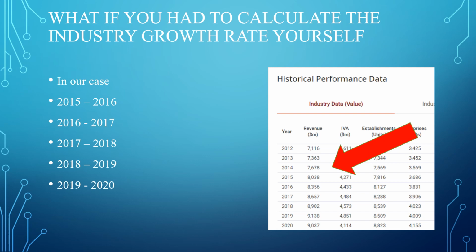So let's say you had to calculate that rate yourself. You would have to go back and pull down that data for 2015 to 2016, 2016 to 2017, etc., until we got down to 2019, 2020. And of course, by next fall, you'd want to be able to calculate 2020 to 21. But luckily here we have that data right in front of us.